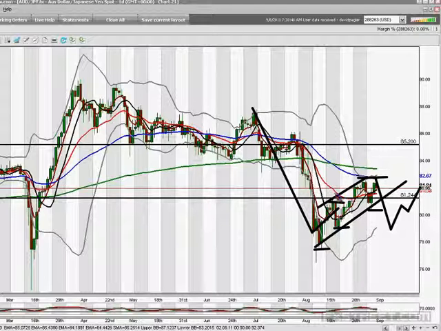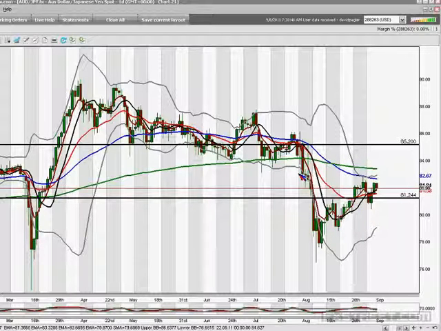This almost looks like a little flag here, doesn't it? To the downside. But it's messy. I don't think we have a fantastic directional trade going on. And we saw that reflected in the little bit of correlation analysis that we just did on the previous screen. All right, so the daily chart is not really telling us a lot.